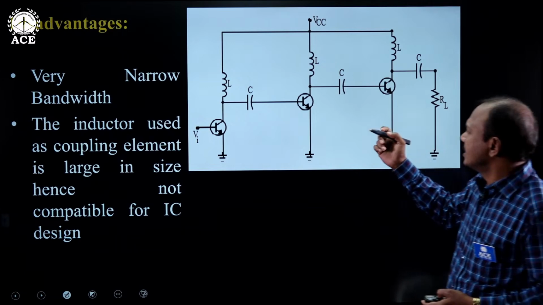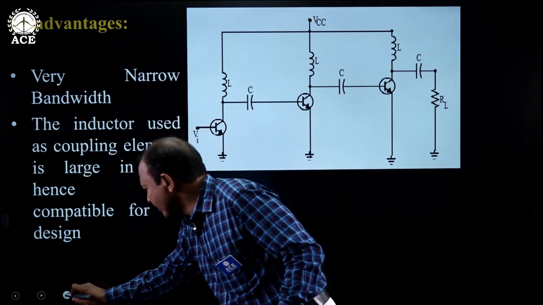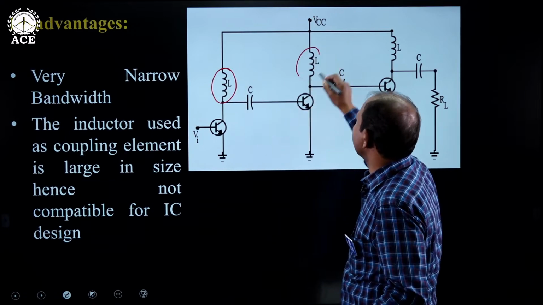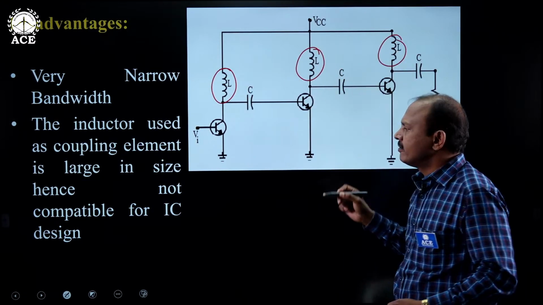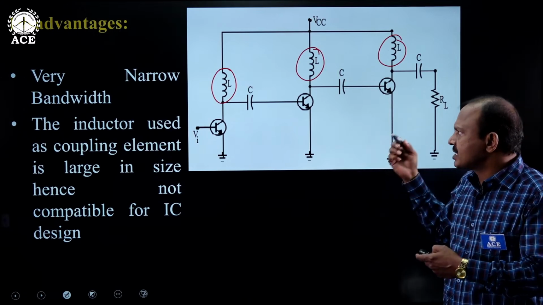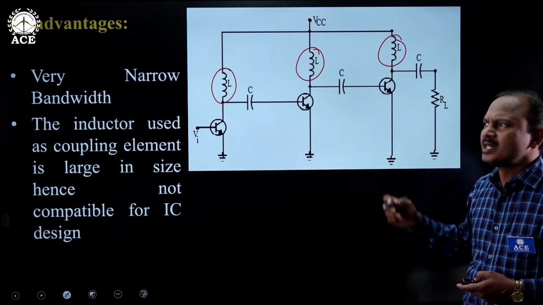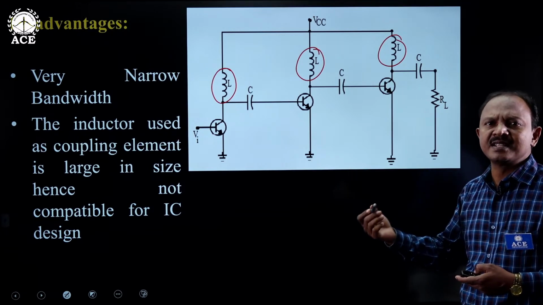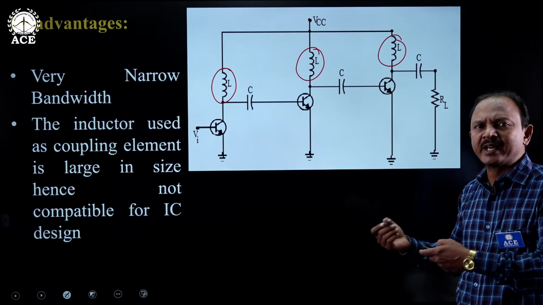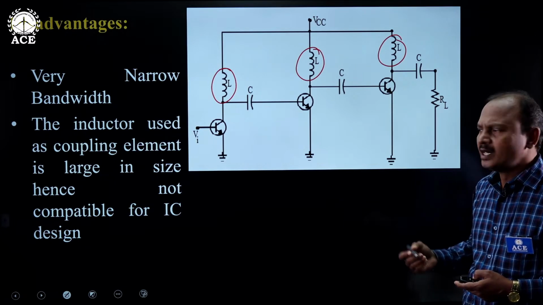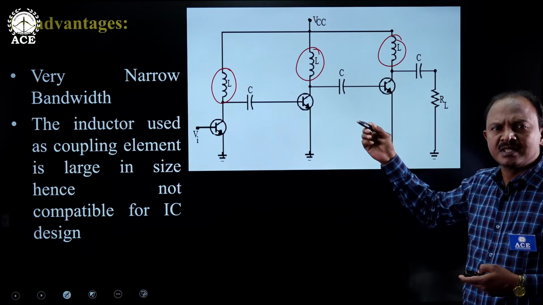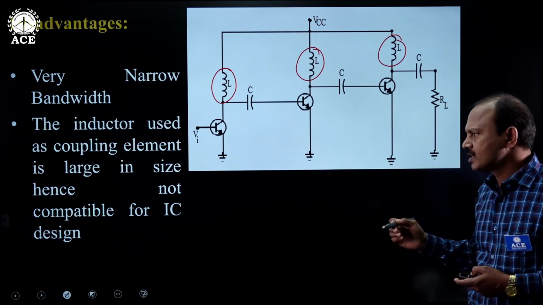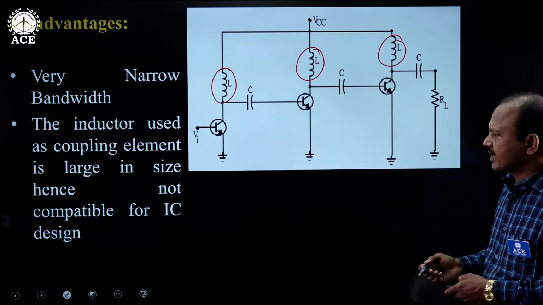And of course, the inductor which we use as a coupling element here is large in size. Whenever we want to fabricate this circuit in integrated circuits, these inductors are not going to be compatible with IC design. As inductors are large in size, it's not possible for us to fabricate them in integrated circuits. So inductor coupling is not compatible with IC design. These are the drawbacks of the circuit.